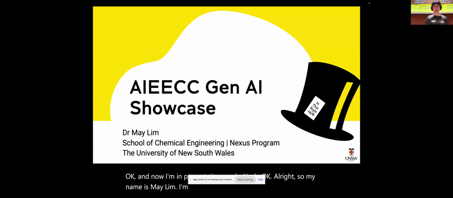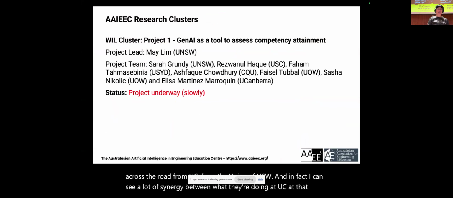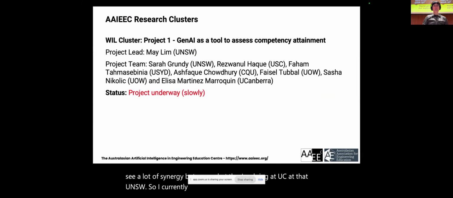So my name is Mei Lim. I'm from the School of Chemical Engineering across the road from USYD, from the Uni of New South Wales. And in fact, I can see a lot of synergy between what they're doing at USYD and at UNSW. So I currently lead a wheel cluster at AAIEEC, and basically looking at GenAI as a tool to assess competency attainment.